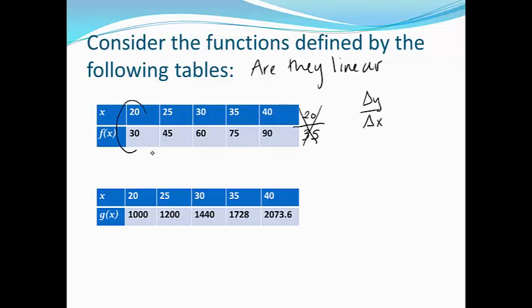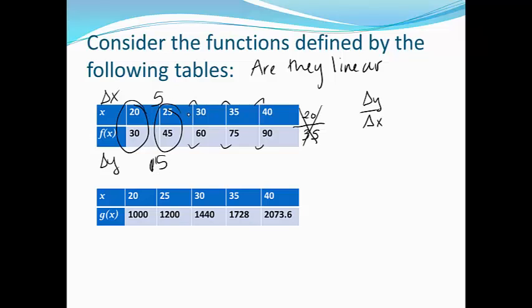So the first coordinate pairs, 20, 30, and 25, 45, we calculate our change in x, which is 5, because from 20 to 25 you increase 5. The change in y would be an increase from 30 to 45, or 15. So let's calculate, and if you like, you could pause the video, but I'm just going to go ahead and calculate the change in x values and the change in y values.